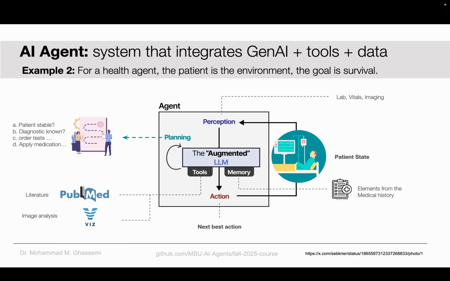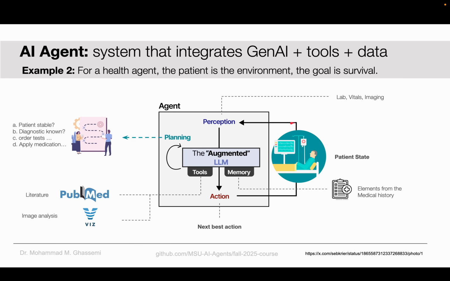So let's go through a second example here that's probably a lot less familiar to many of you, which is an AI agent in the context of health. So here, the environment is no longer a user who's prompting the system, but the environment is the patient. So this patient, instead of providing words or prompts, is providing another kind of input. It's providing labs, vitals, imaging, and other information about the state of their health.